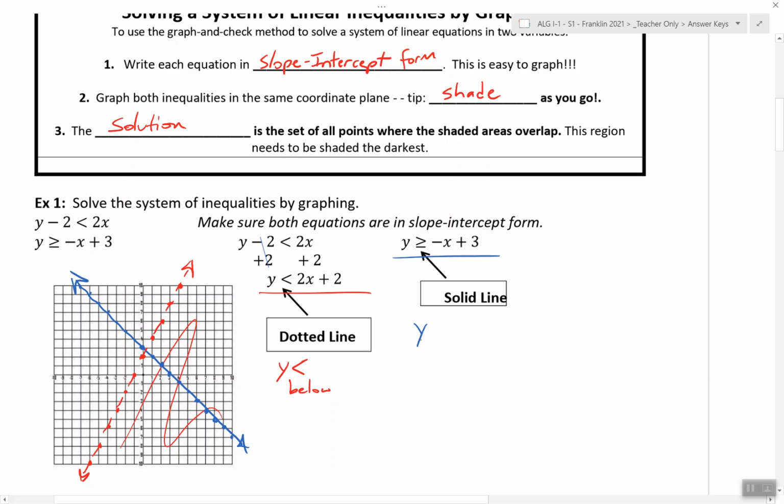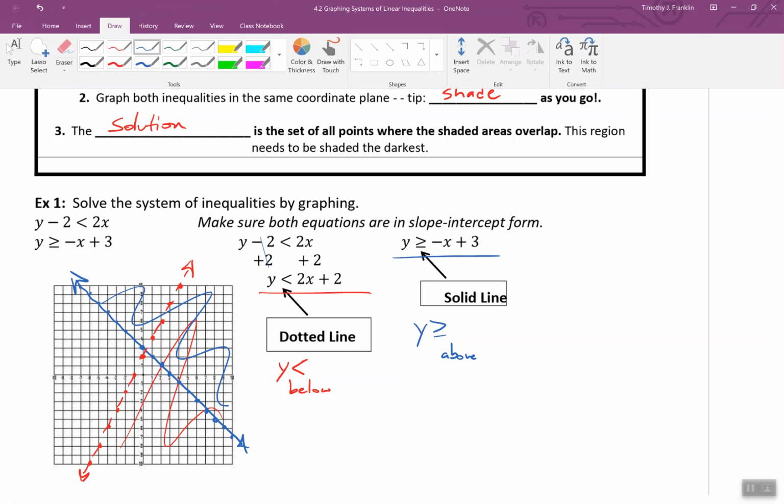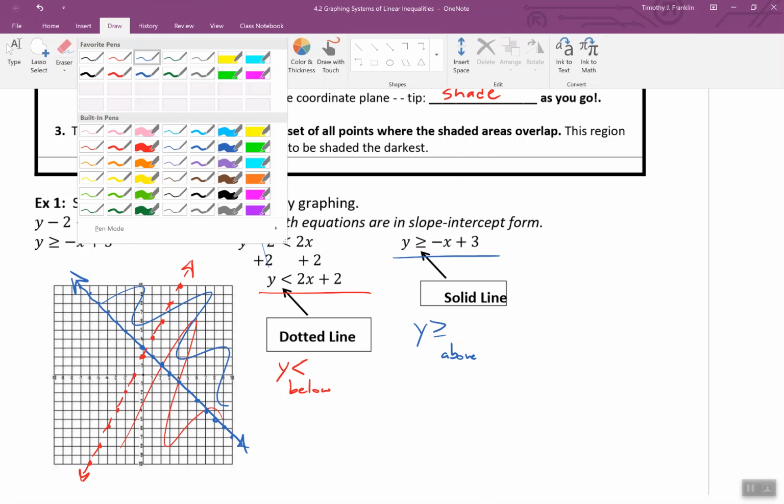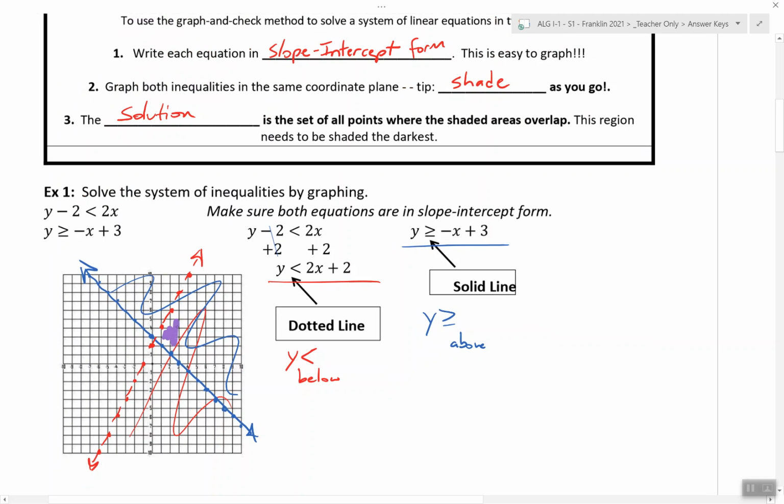And it says y is greater than or equal to, so it's going to shade above the line, so this area here. Now you want to consider your two inequalities and look at where the two inequalities were overlapping for the shaded area. And that region is where you shade the darkest. So this region right here is where my solutions are. So all the points that are shaded in are solutions. And you can erase the other shading or leave it, it's fine. But this is the solution to this system, this shaded region right here.